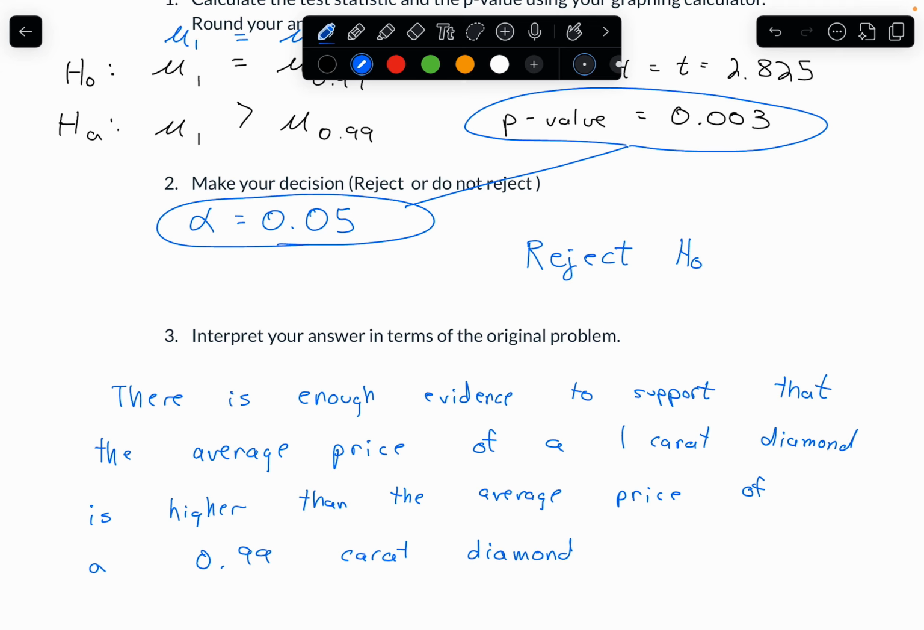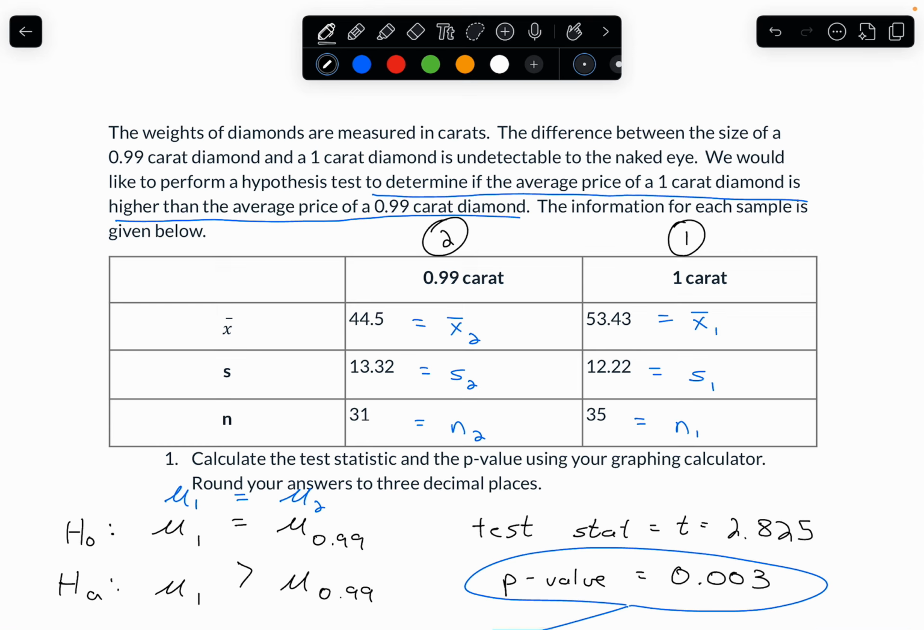Last thing I want to talk about in this problem is actually just how to interpret it right here, because I think it is kind of interesting. So based on what we've said, in this interpretation for number 3, it says that there is evidence to support that the average price of a 1-carat diamond is higher than the average price of a 0.99-carat diamond. So based on our data that we have here, it appears that the 1-carat diamond costs more than the 0.99-carat diamond. But the other thing that we have here, it says the difference between the size of a 0.99-carat diamond and a 1-carat diamond is undetectable to the naked eye.